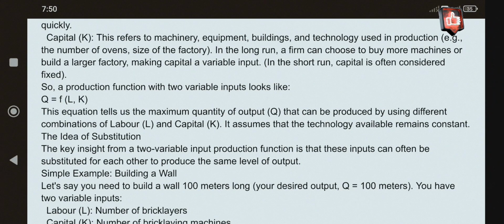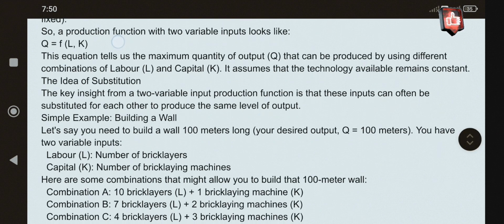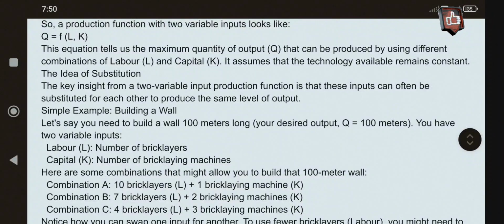So, a production function with 2 variable inputs looks like Q equals F(L, K). This equation tells us the maximum quantity of output Q that can be produced by using different combinations of labor L and capital K. It assumes that the technology available remains constant. The idea of substitution: the key insight from a 2 variable input production function is that these inputs can often be substituted for each other to produce the same level of output.